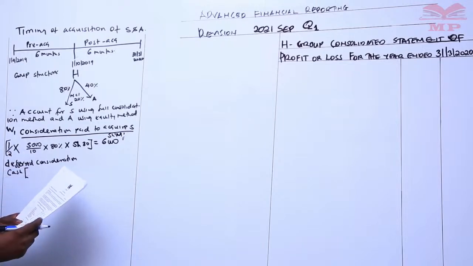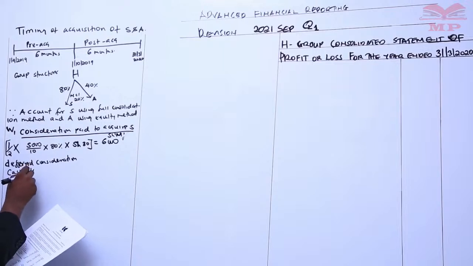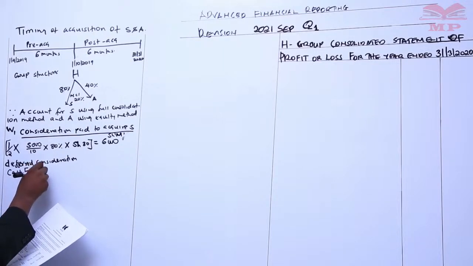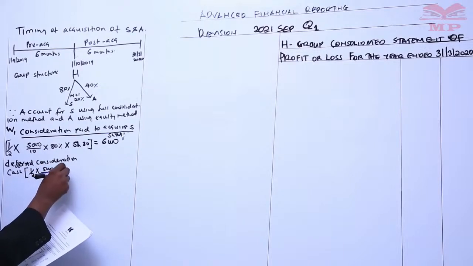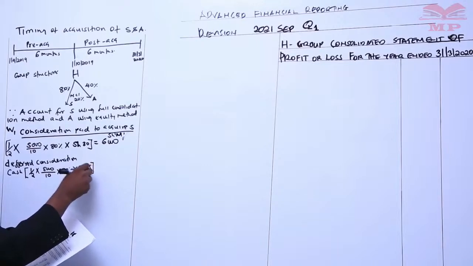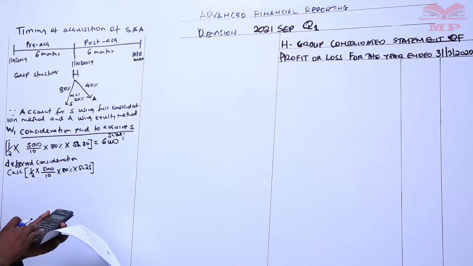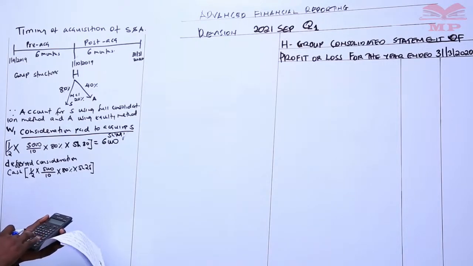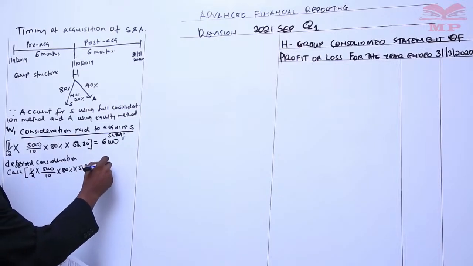How? 25 shillings per acquired share. So 1 over 2 times 5,000 over 10 times 80% times 25. That is 5,000 divided by 10 times 0.5 times 0.8 times 25. That is 5,000.